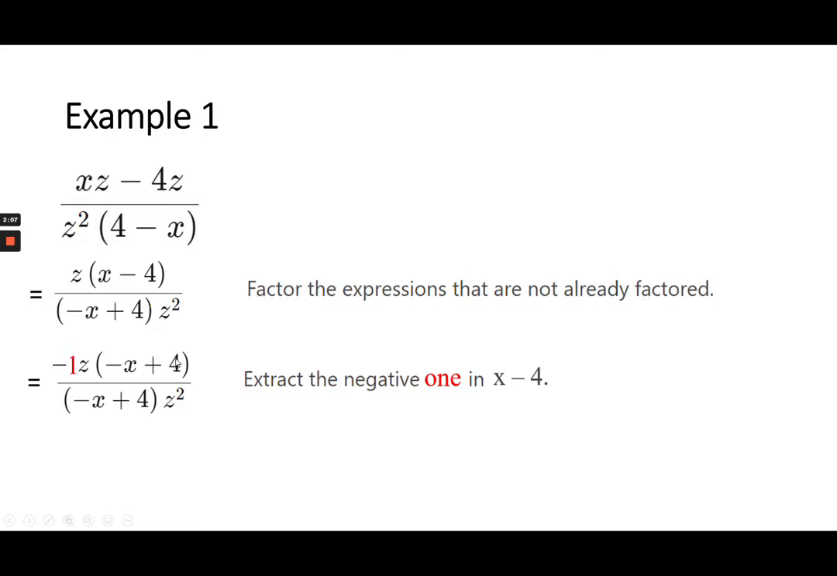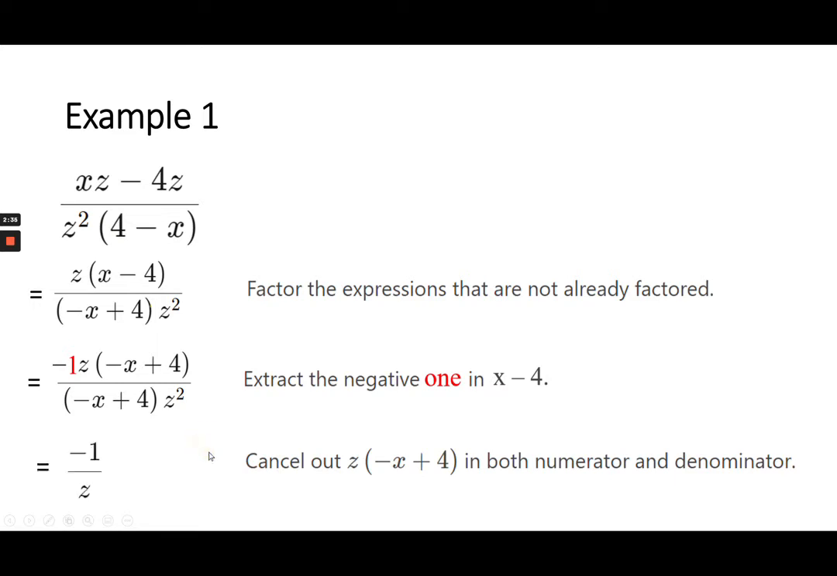Why are we doing this? Well, now it's very clear that we can cancel your negative x plus 4. Besides from negative x plus 4, we can also cancel z. Cancel 1z here, cancel 1z. There's 1z left in the denominator. The whole negative x plus 4 cancels out. On the numerator, you have a negative 1. So negative 1 over z. That's going to be your final answer, the simplified form of the given rational expression.